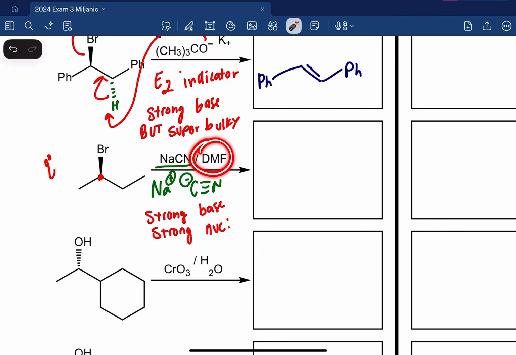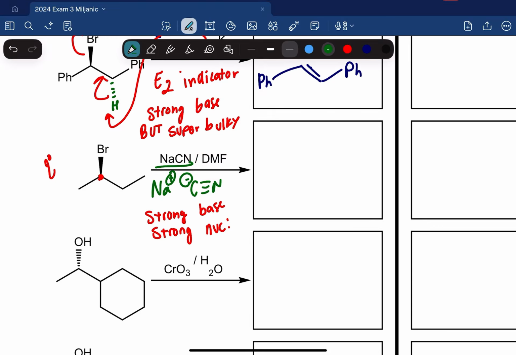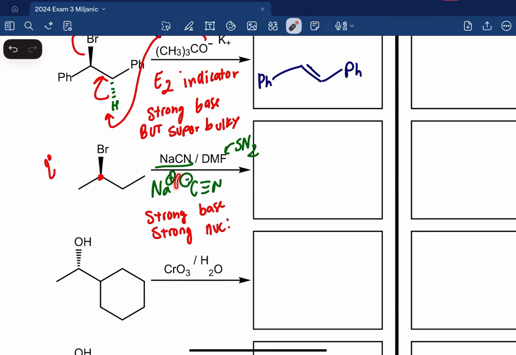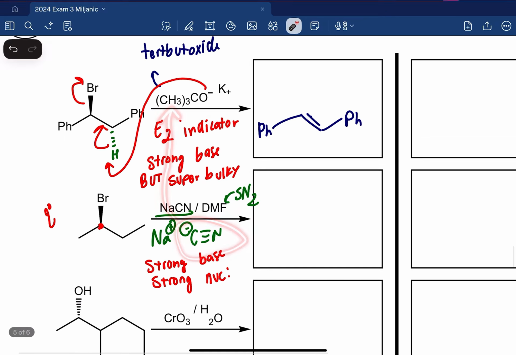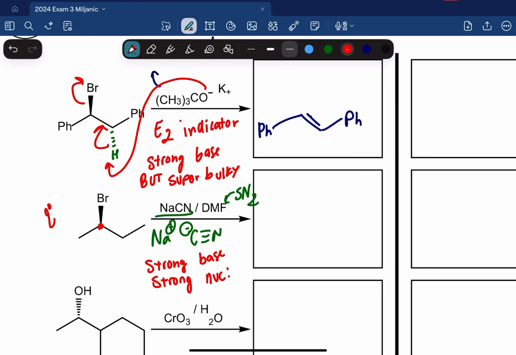This is in DMF. So DMF, hopefully you recognize this, is a solvent for SN2. But if you don't remember that, it's okay. So look at the size of C triple bond N compared to something like what we saw up here, tert-butoxide. It's pretty small, so this can actually fit in the backside of the structure. So you don't need to show the mechanism, but I will show you again. So this lone pair here will go backside attack, kick off the bromine. So you might be inclined to now draw the structure like this.